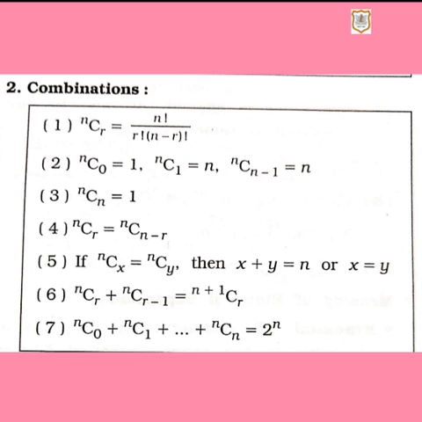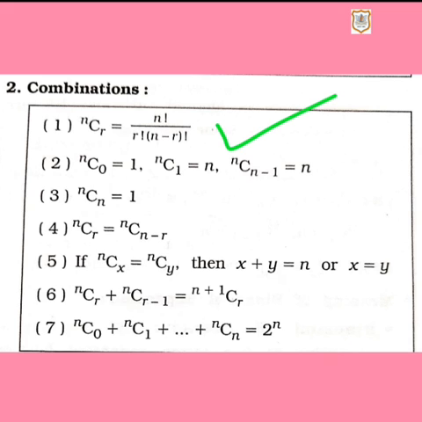In this video we are starting a new topic, that is combinations. So let's have a look at some formulas of combination and some important results of combination. First formula is nCr, that is n factorial upon r factorial multiplied by n minus r factorial.